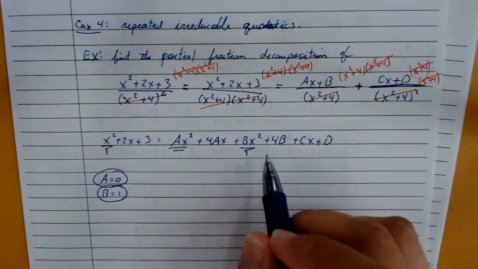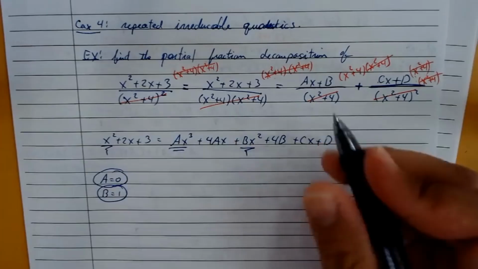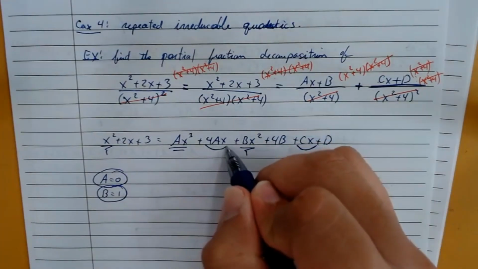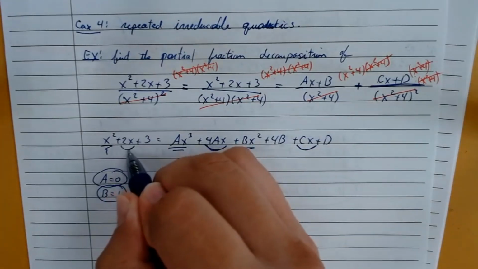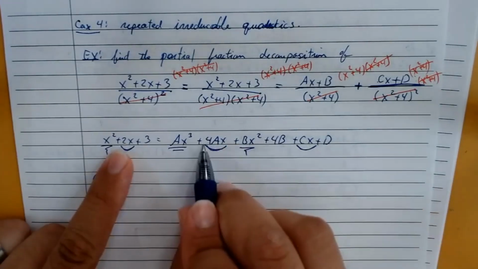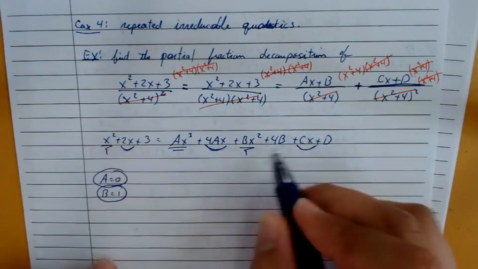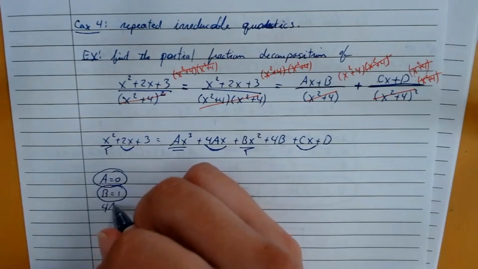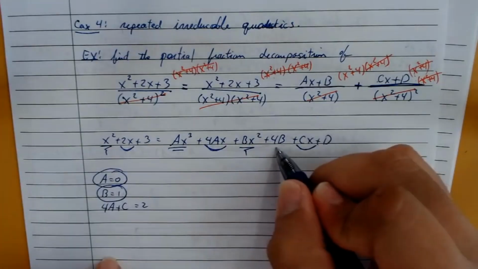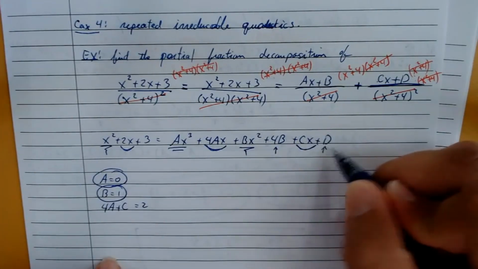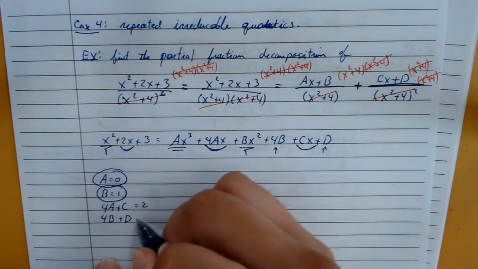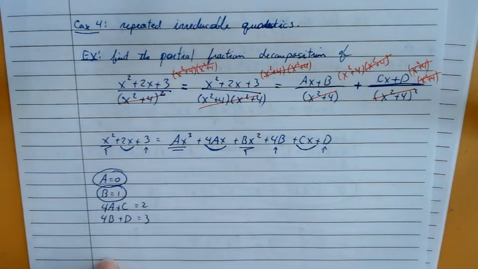That one's straightforward enough. Now we have linear expressions. Here's one linear expression, cx, and here's another one, 4ax, and those have to add up to 2x. So 4ax plus cx is 2x. That means 4a plus c must equal 2. And our constants, we have a 4b plus d. That's got to be 3.